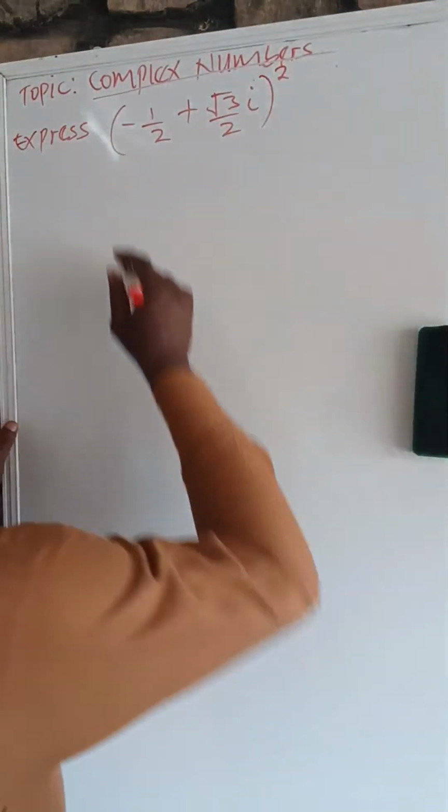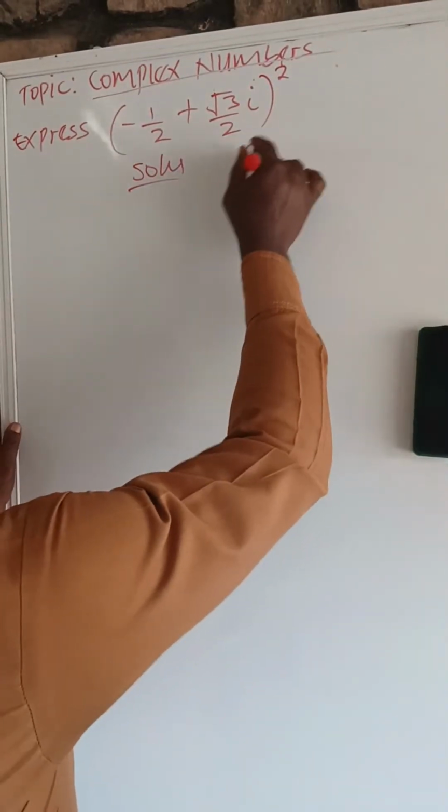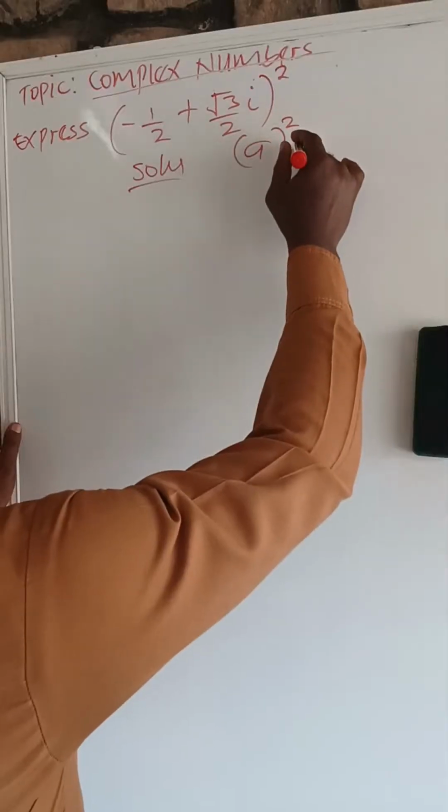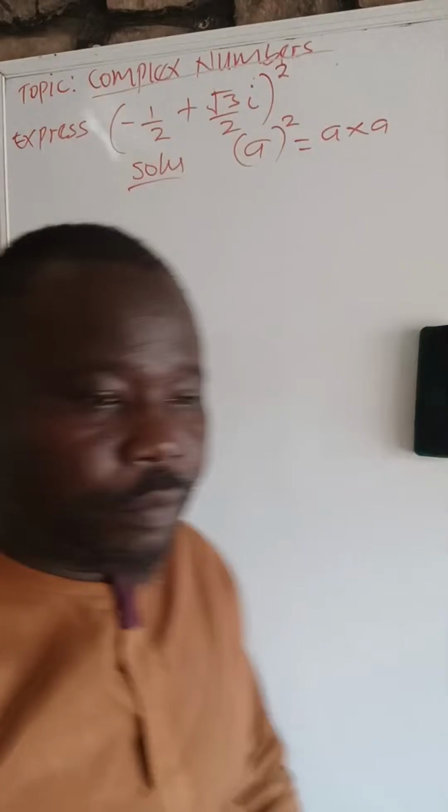Here, what we need to do is note that in indices, when you have something of this form squared, this is the same thing as A times A. True or false? Look at the board, please.